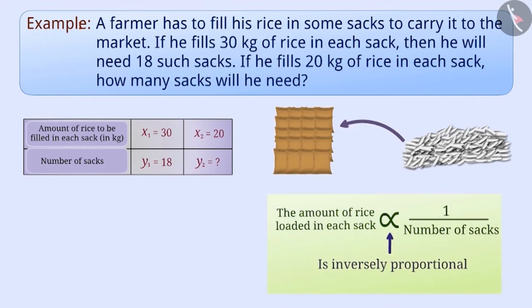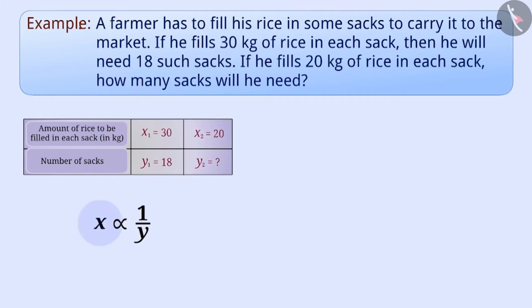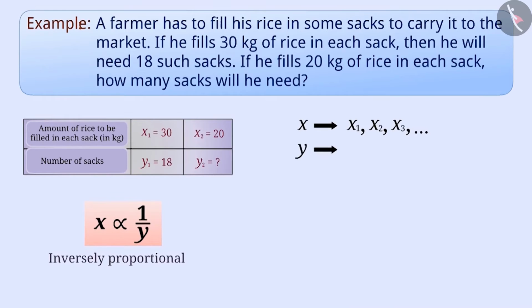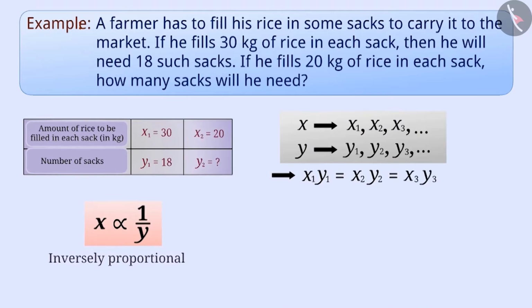In this way, the amount of rice to be filled in each sack and the number of sacks are inversely proportional to each other. In the case of proportions, if X is inversely proportional to Y, then the values of X are X1, X2, X3, etc. and the corresponding values of Y are Y1, Y2, Y3, etc. Then X1 Y1 equals X2 Y2 equals X3 Y3, and so on.